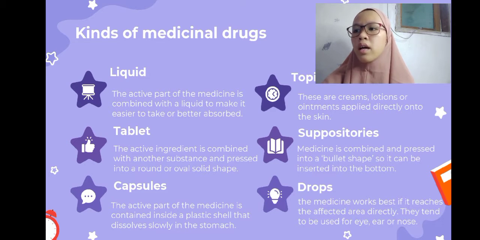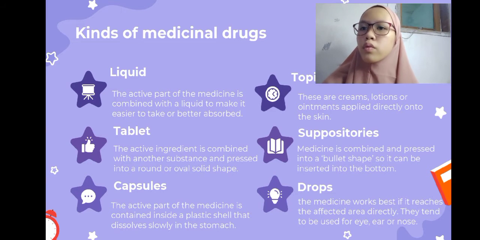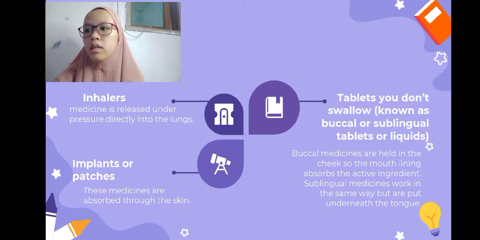And drops are a kind of medicine that works best if it reaches the affected area directly. They tend to be used for the eye, ear, or nose. And an inhaler is a medicine that is released under pressure directly into the lungs.